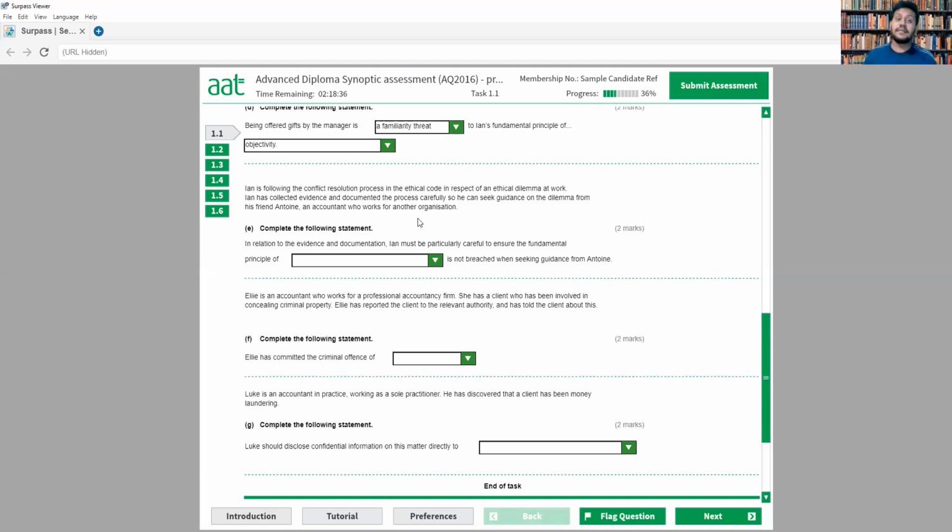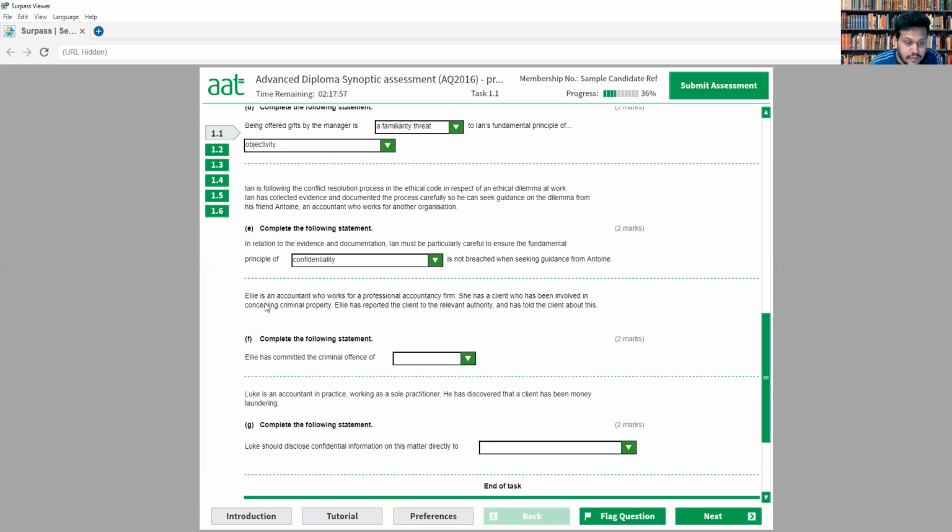For example, if I take evidence from an organization, I am not allowed to disclose it to anyone. So when I handle any confidential information, I have to make sure this information stays confidential and there is no way I should disclose it, or I will not take a chance that confidentiality can be broken. Complete the following statement: in relation to the evidence and documentation, I must be particularly careful to ensure the fundamental principle of confidentiality, because I'm handling confidential documents for my client. Then obviously I need to make sure the confidentiality is kept and not broken.